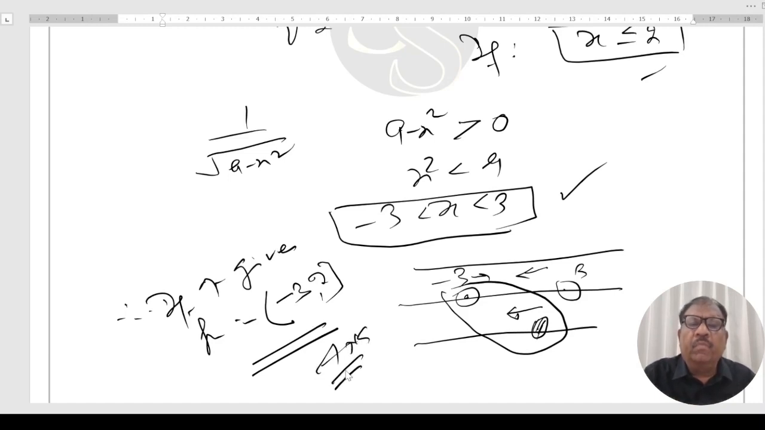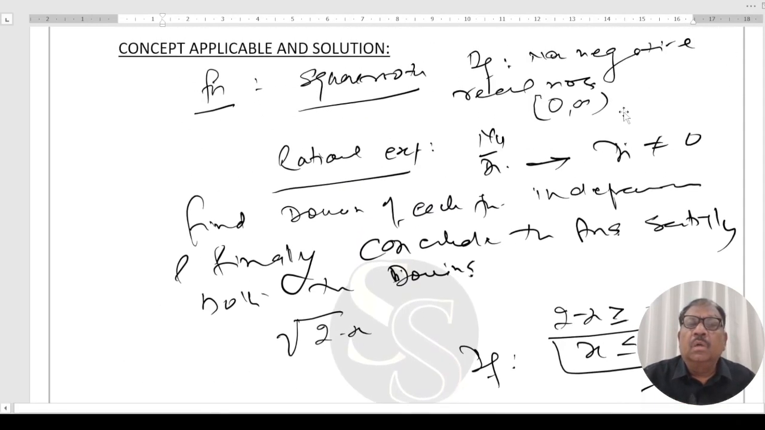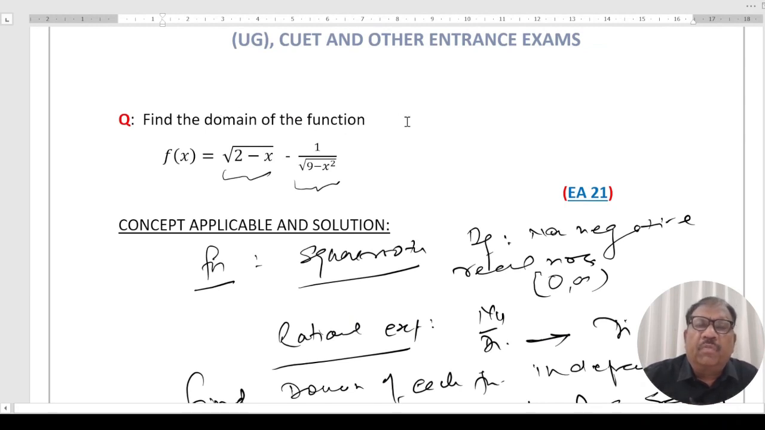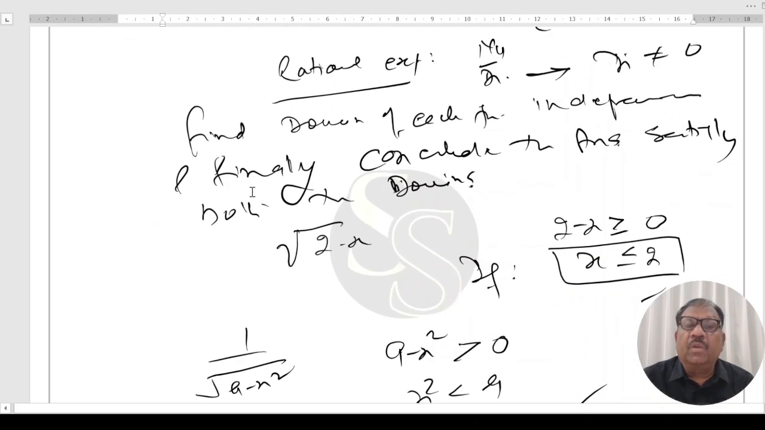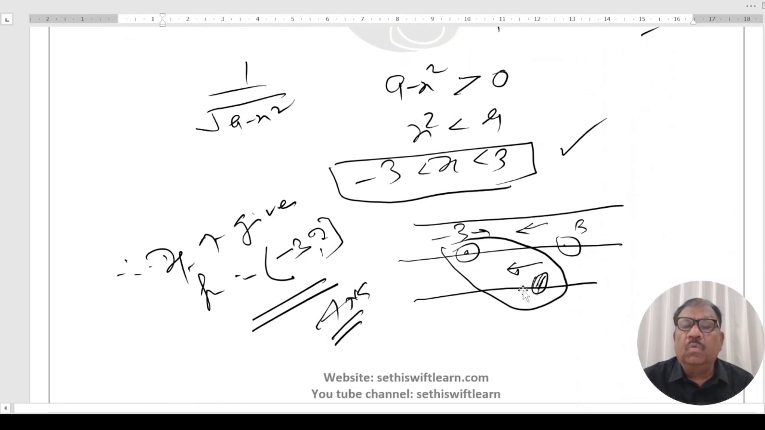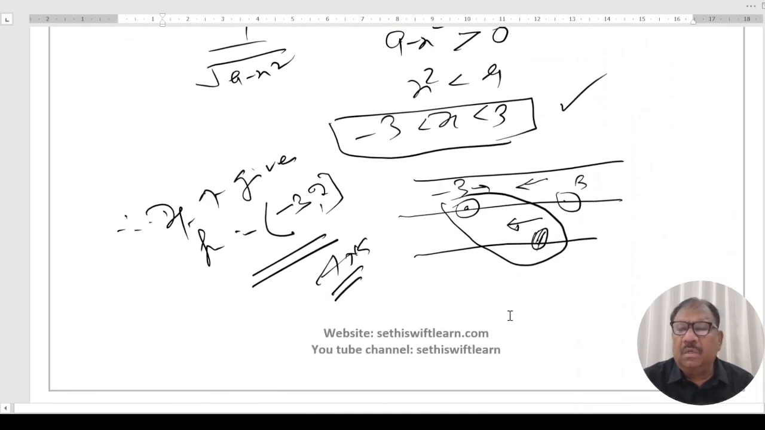The question was to find the domain of the function. In this question, there are two functions. One is a square root function, one is a rational expression function. The square root function is defined for non-negative real numbers. A rational expression is defined when the denominator is not equal to 0. First we find the domain of this, then the domain of this, and finally conclude the answer. Next question.